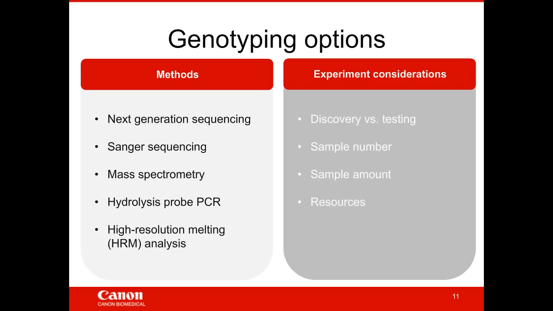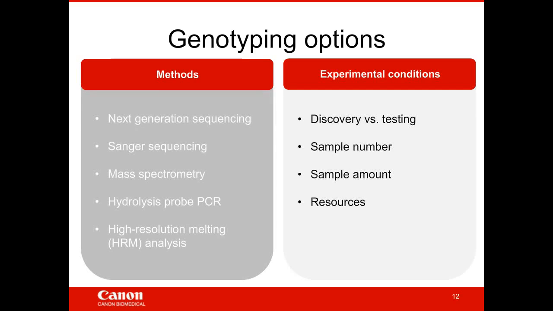One of the options you face is which technology should you use. There are many options, starting with some simple and more targeted approaches like Sanger sequencing or PCR-based methods. And then there are more complicated methods like next-generation sequencing that is a more full genome approach.